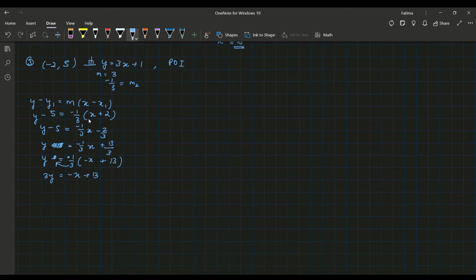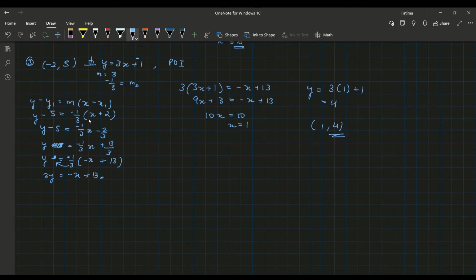Now to find the points of intersection, I can equate the equations to each other. But right now I'll choose to substitute the first equation into the second one because it seems easy to do. So 3 into (3x + 1) is equal to -x + 13. I substituted this equation into this one. So that's 9x + 3 = -x + 13. That's 10x = 10, so x = 1. Now if I substitute that in either one of these equations, for example y = 3 into 1 plus 1, I end up getting 4. So the point of intersection over here is (1, 4).